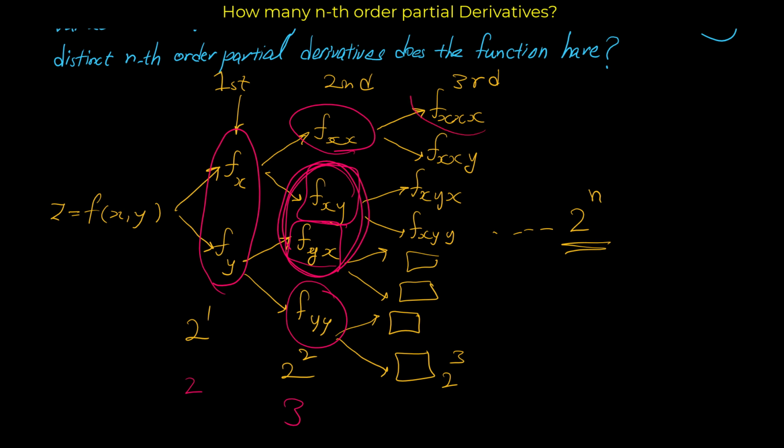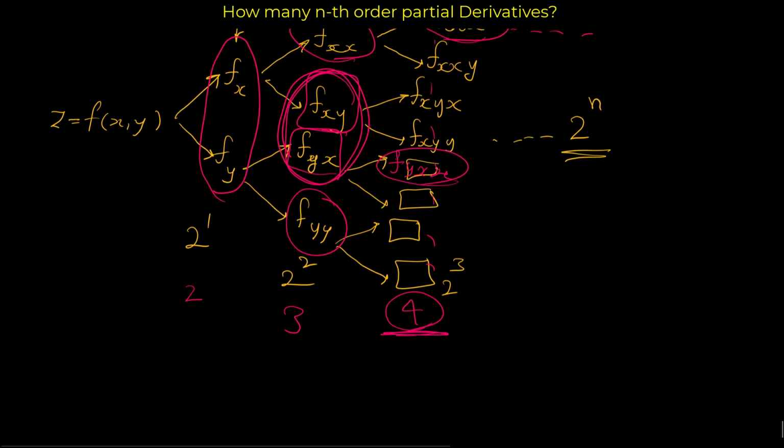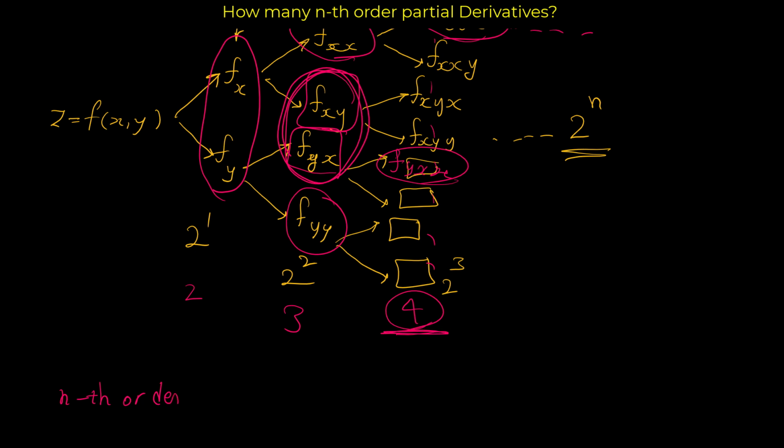For the third order, we have this. Attention: fxxy, fxyx, and fyxx, which we have to have here. These are the same. If you check this by yourself, you will see that we have 4 different answers. If we continue this, you will always see that for each order, we have 1 more partial derivative. So for the nth order, how many distinct partial derivatives does the function have? For the nth order, we have n plus 1 distinct partial derivatives.